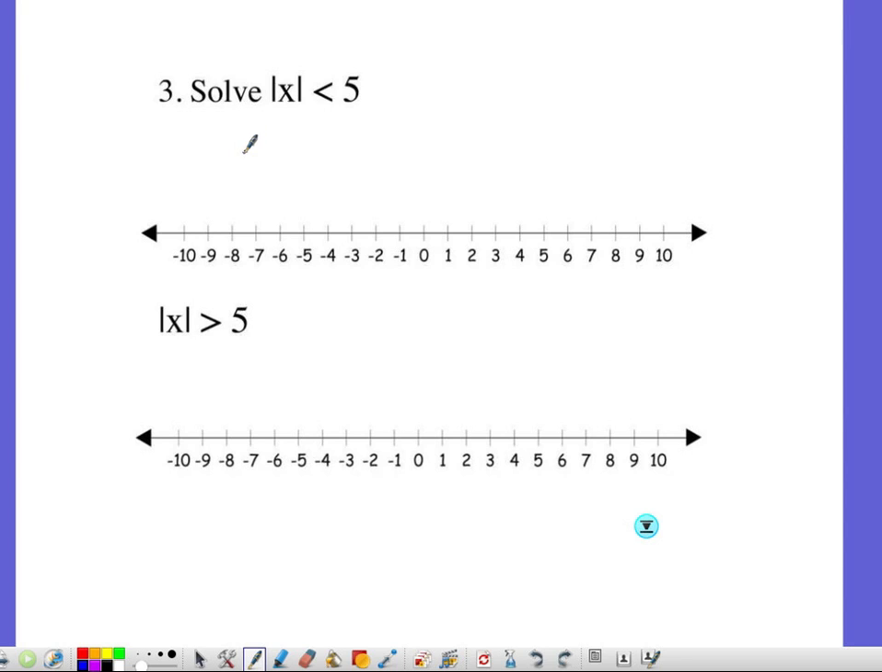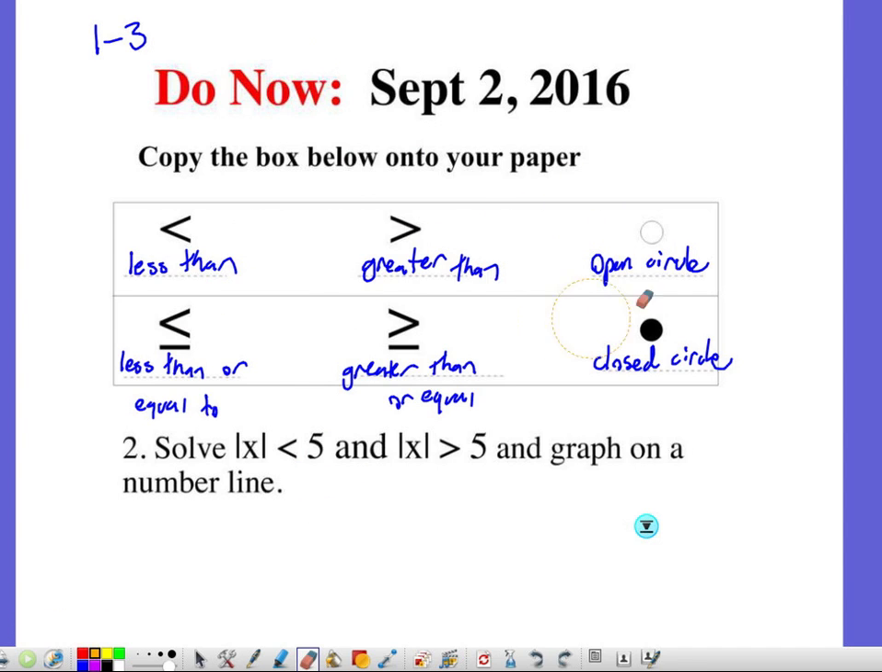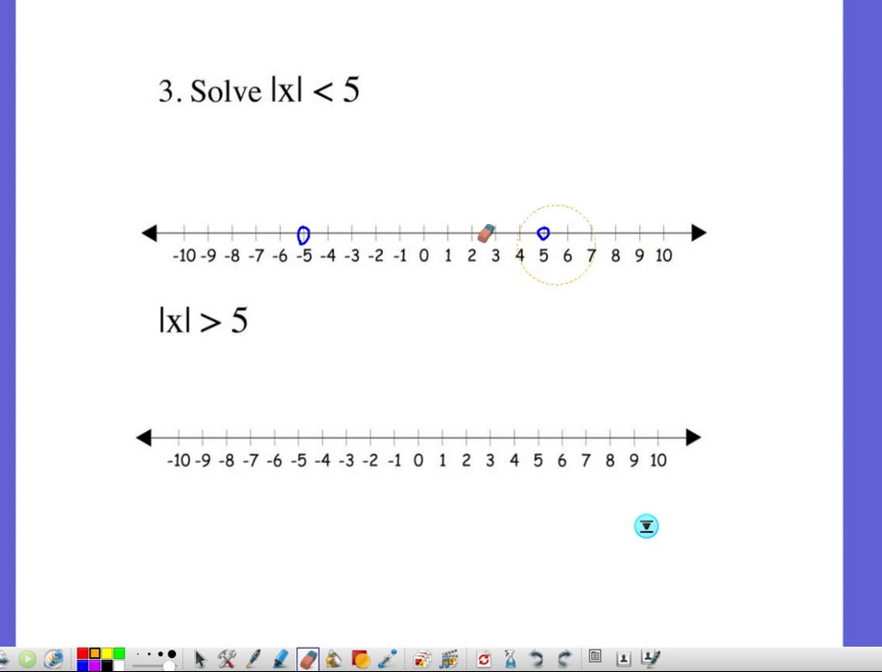Alright, number 2. Now, we went over this in the previous video, but might as well reinforce those ideas. Whenever you have an absolute value less than a number, you can take this number right here and find the positive value and the negative value. Now, remember that since we have less than, going back to my paper here, my box, whenever I have less than, I'm going to use an open circle. So that's why I have an open circle on both of those.